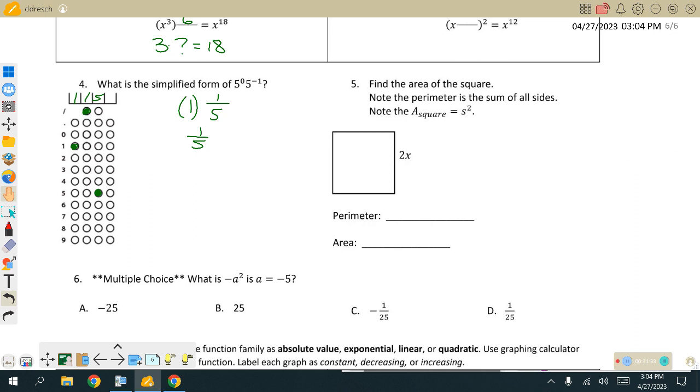Okay, let's talk about the next one. Number 5. On number 5, we got ourselves not a rectangle this time. What do we have? We have ourselves a square. What's the one thing you guys know about a square? 4 sides. That's absolutely correct.